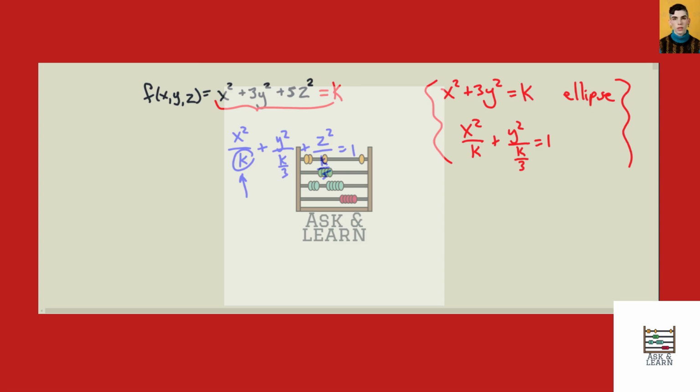And as I change k, this is going to grow, shrink, become different things. If I put k equal to 0, then this kind of devolves into a single point right at the origin. As I get k bigger and bigger, my ellipsoid is going to expand, but these are going to be nested ellipsoids whenever I set them equal to k for these level surfaces.